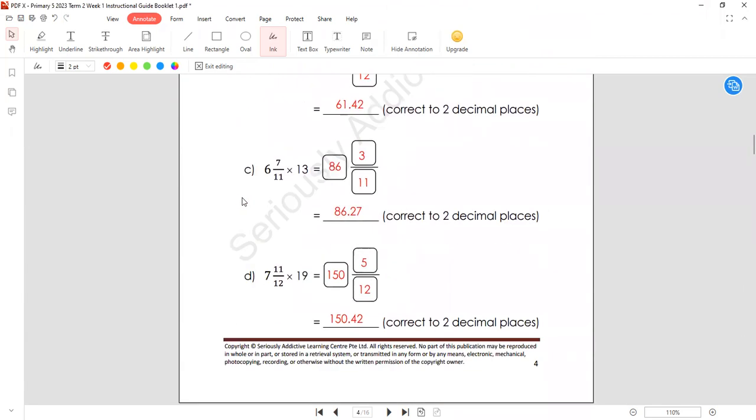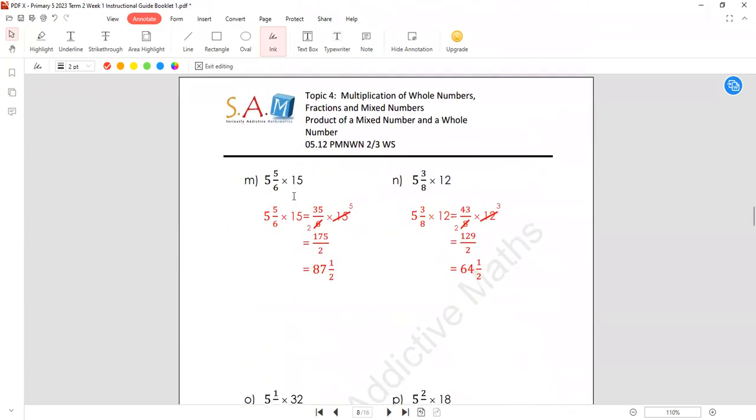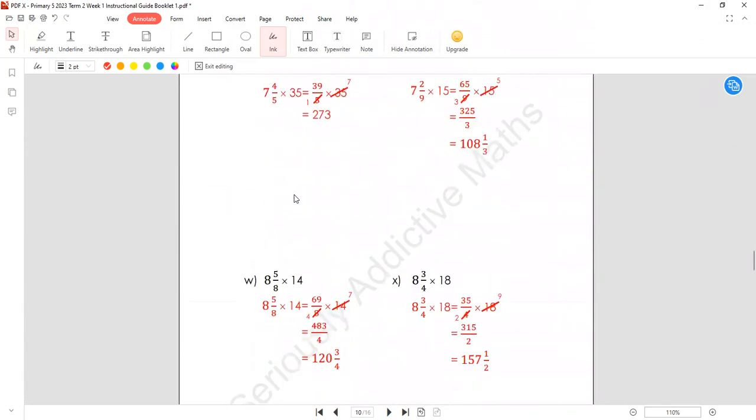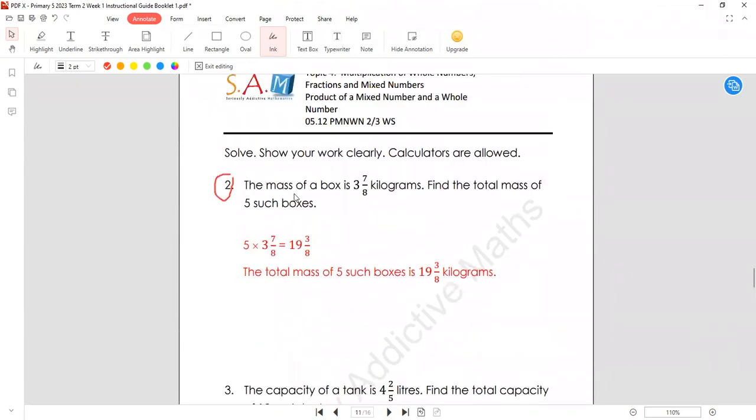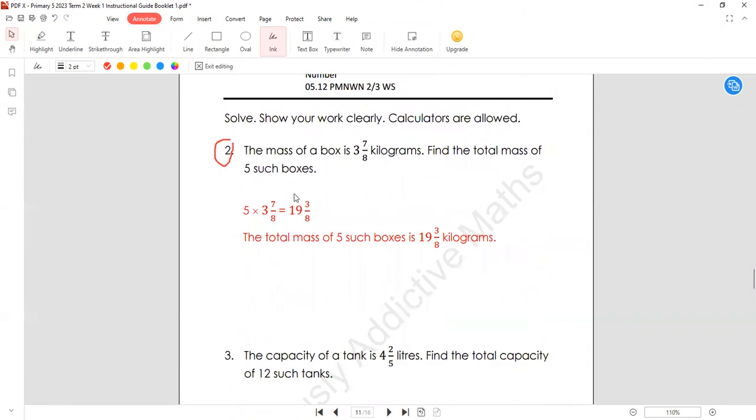D. After that, I think we don't have to practice too much of this in class. It's really time consuming. We'll just go straight into the word problem on page 11, question 2. The mass of a box is 3 whole 7 out of 8 kilograms. Find the total mass of 5 such boxes.